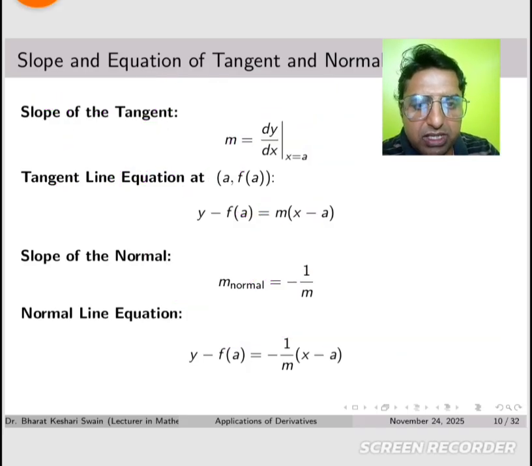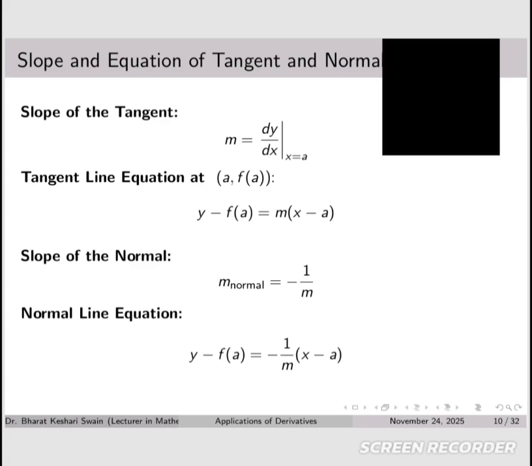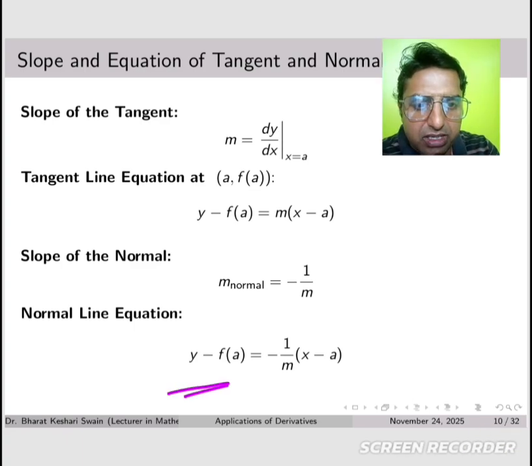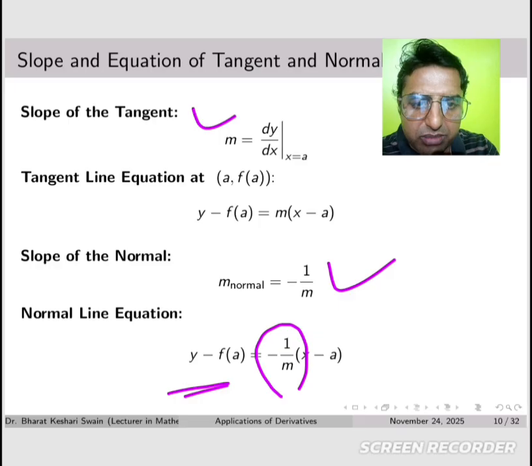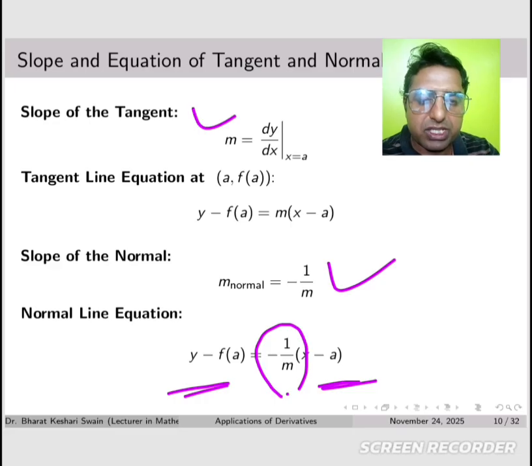Similarly, we can find the equation of the normal: y minus f of a is equal to the slope into x minus a. And what is the slope here? Because the slope of the tangent is m, the slope of the normal will be -1 by m. So this is the normal line equation. Using these equations, we can find the equation of the tangent and the equation of the normal.